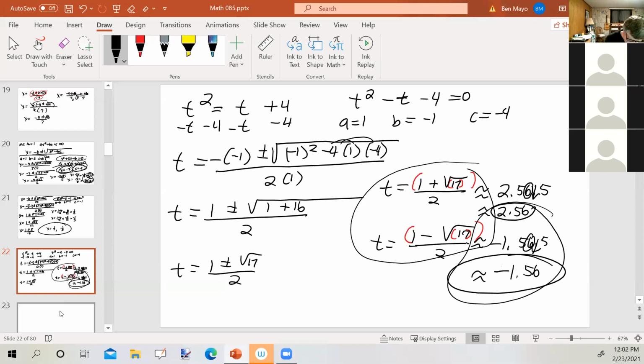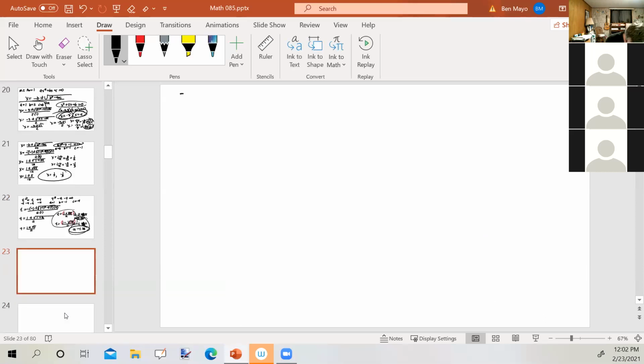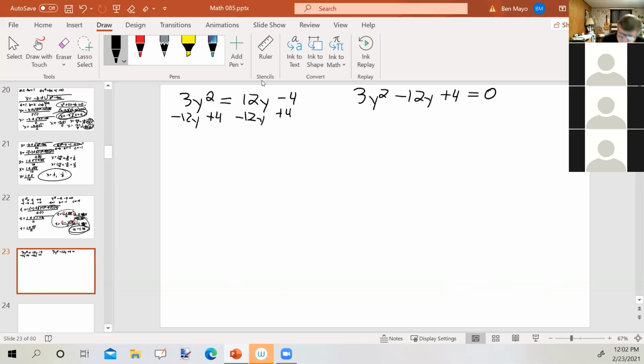All right. This one says 3y squared equals 12y minus 4. So I'm going to put everything on the left side. I'm going to subtract 12y from both sides and add 4 to both sides. So I get 3y squared minus 12y plus 4 equals 0. So a is 3, b is negative 12, and c is positive 4.